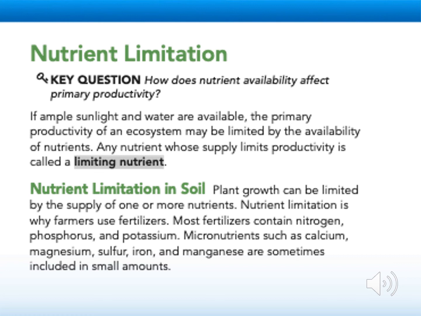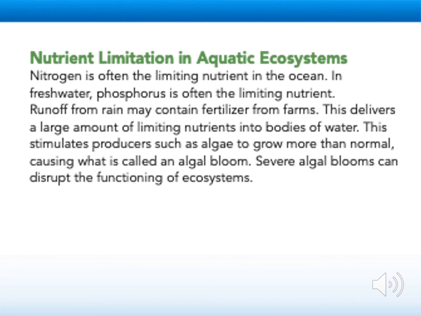Micronutrients such as calcium, magnesium, sulfur, iron, and manganese are sometimes included in small amounts. Nitrogen is often the limiting nutrient in the ocean. In freshwater, phosphorus is often the limiting nutrient.